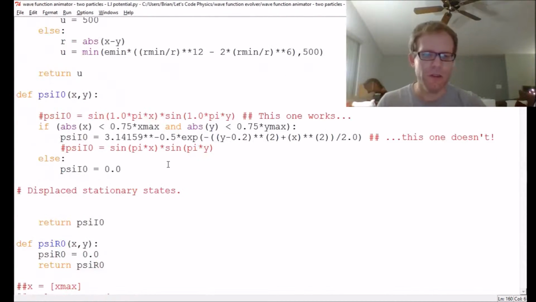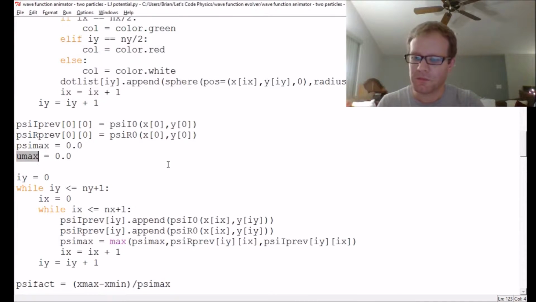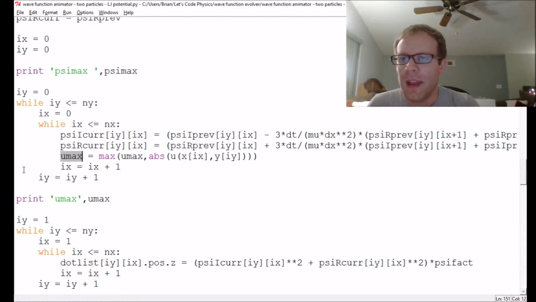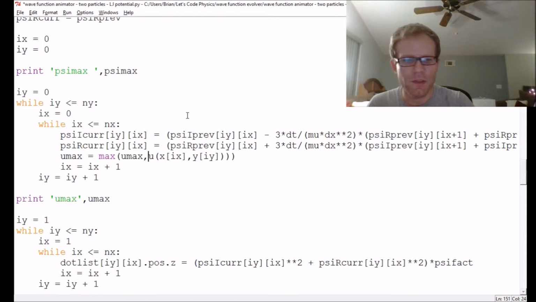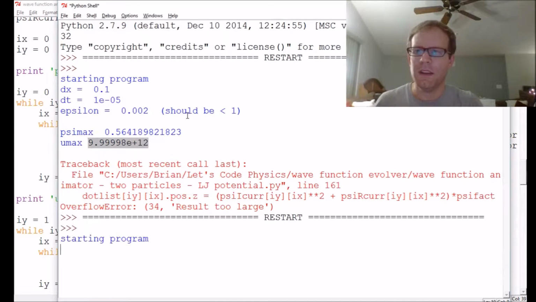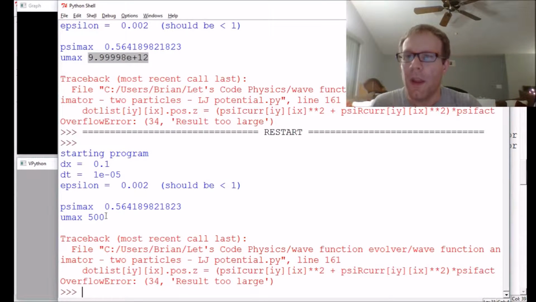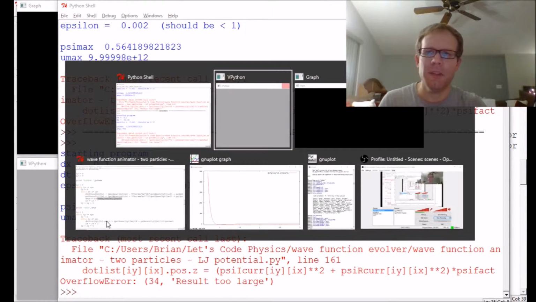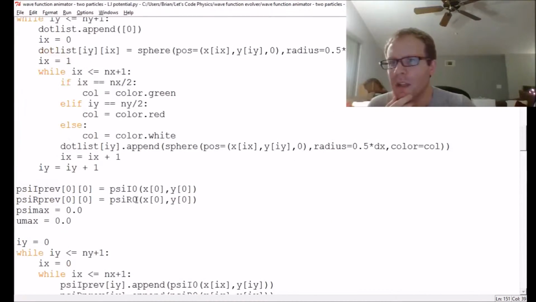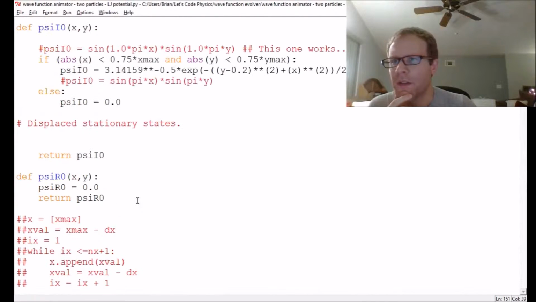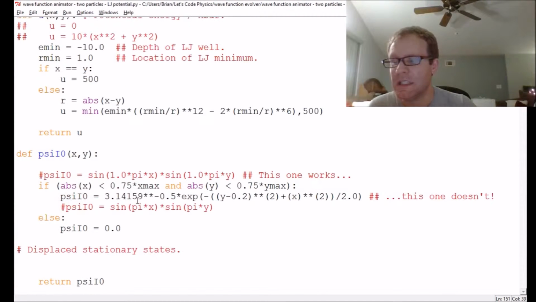All right, so where does U max get determined? U max equals 0. U max equals maximum U max in the absolute value of U. I don't think I want that to be absolute value anymore, although that shouldn't be making a difference. Let's see. Okay, well, the U max got better behaved. I'm wondering, okay, let me double check my potential energy now, because my potential energy shouldn't be going higher than 500. And it shouldn't be going lower than negative 10.